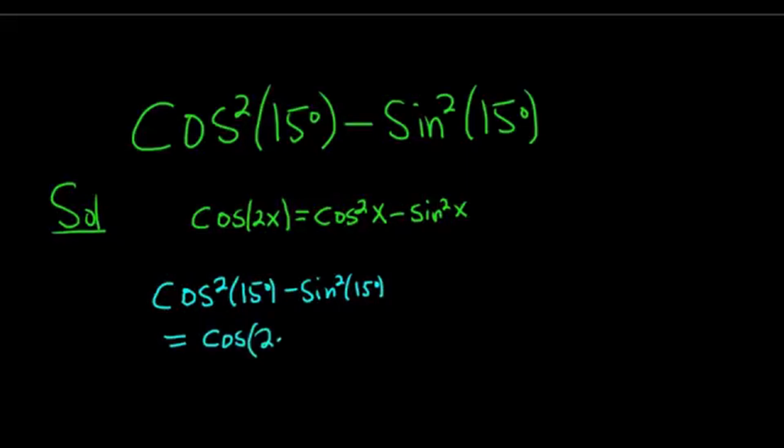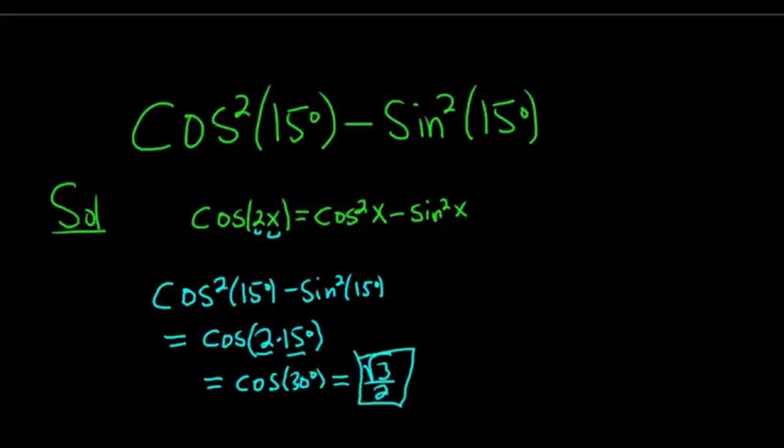So it's 2 times 15 degrees. So this is equal to cosine of 30 degrees. Right? It's because x is 15, so you get 2 times 15. That's how we got that. And then 2 times 15 is 30. And the cosine of 30 degrees is the square root of 3 over 2. That's just from memory. And that's the final answer.